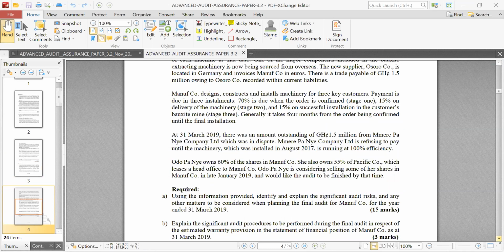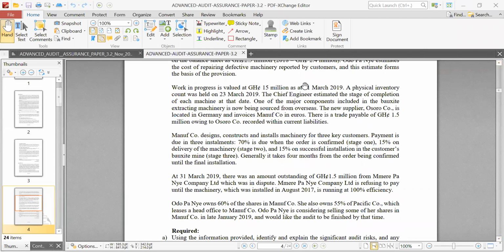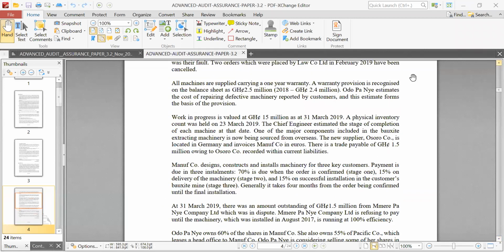And what are some of the risks here? There could be an understatement of that provision. Why are we saying this? In 2018, if you go back to the question, you see that the warranty provision was 2.4 million. So I don't know if you realize that it's only increased by 100,000.